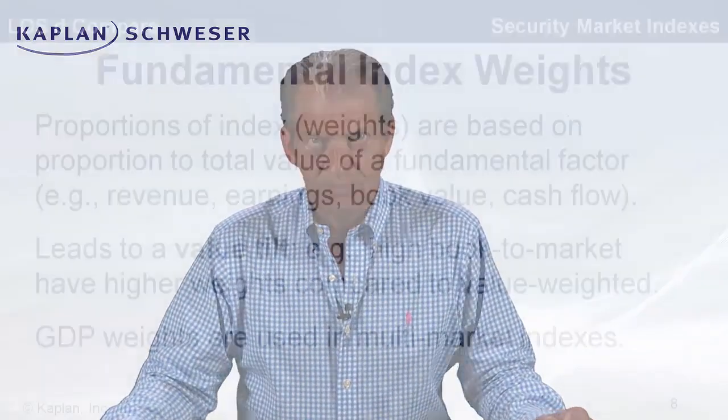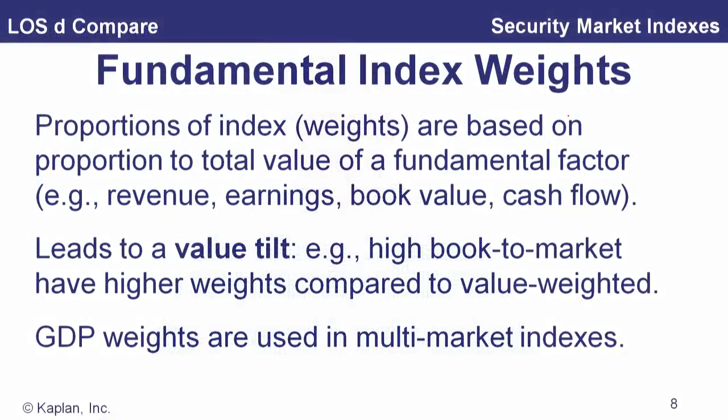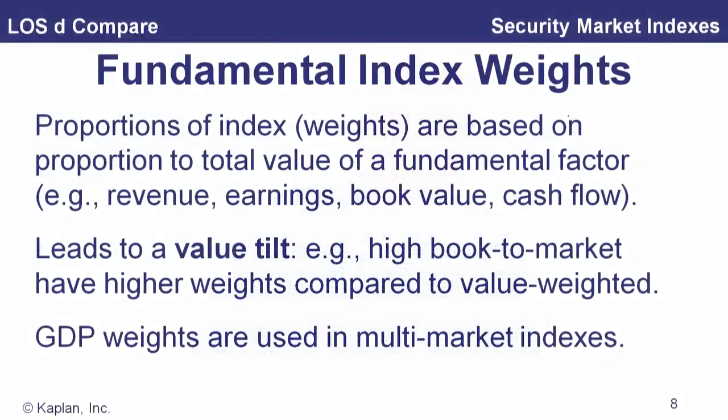Another weighting scheme we might consider is a fundamental index. Index weights are based on the proportion of the total value of some fundamental factor. Now, think about it this way. The S&P 500, we weighted each stock in that index by its proportion of the total market value of all the stocks in the index. But now let's consider a fundamental index weight based on sales, revenue. So now the denominator is going to be the total revenues of all the stocks in the index, all the companies in the index.